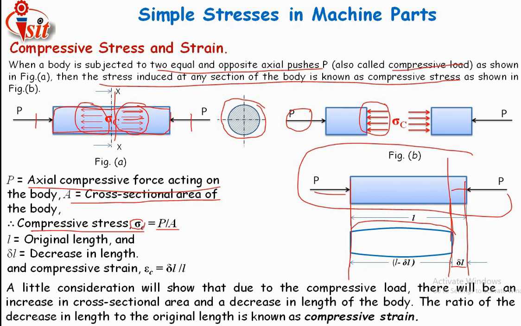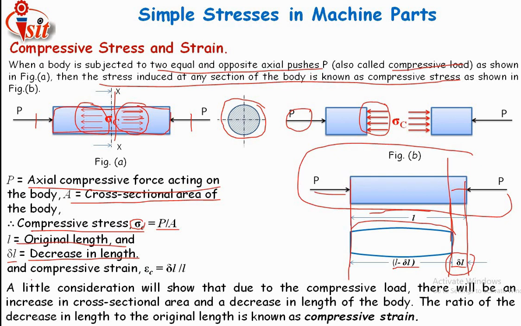So how much decrease in the length? Delta L. Means final length is L minus delta L. Original length was L. Final length will be L minus delta L. So according to definition of the strain, the strain is defined as the change in length. How much change in length? Decrease, as there is a decrease in length. In case of tensile loading, there is increase in length, but in case of compressive loading, there is a decrease in length. How much decrease? Delta L. And what was the original length?